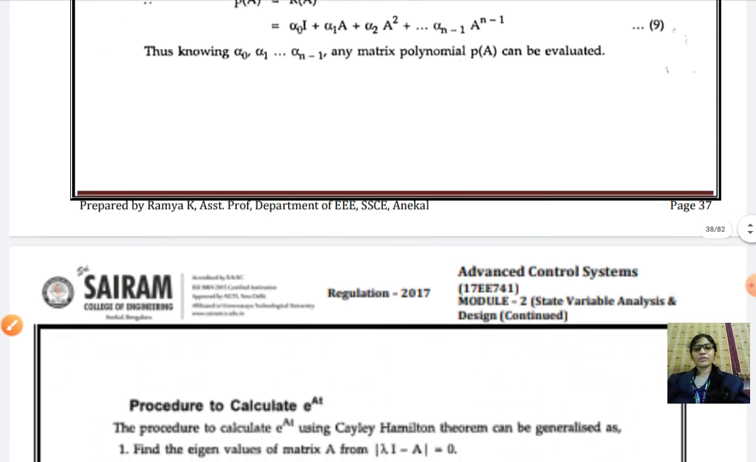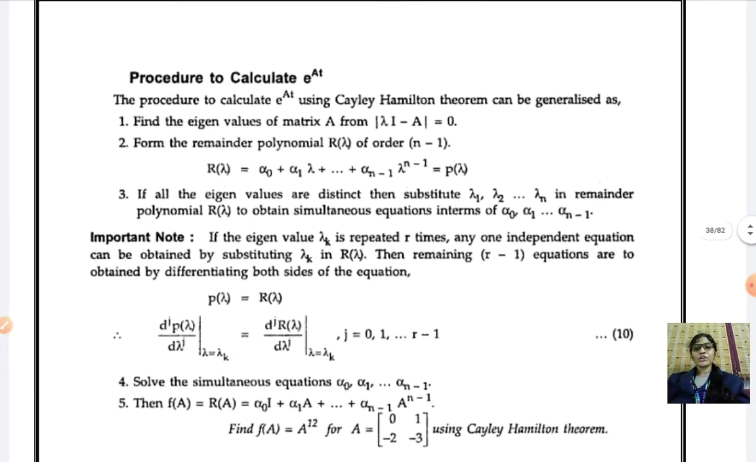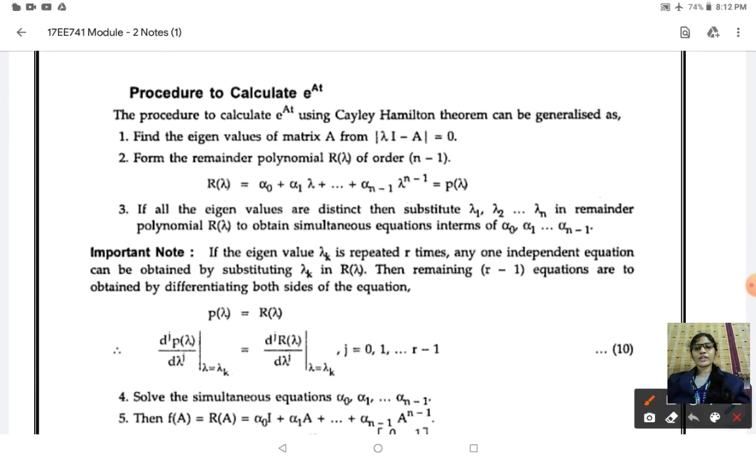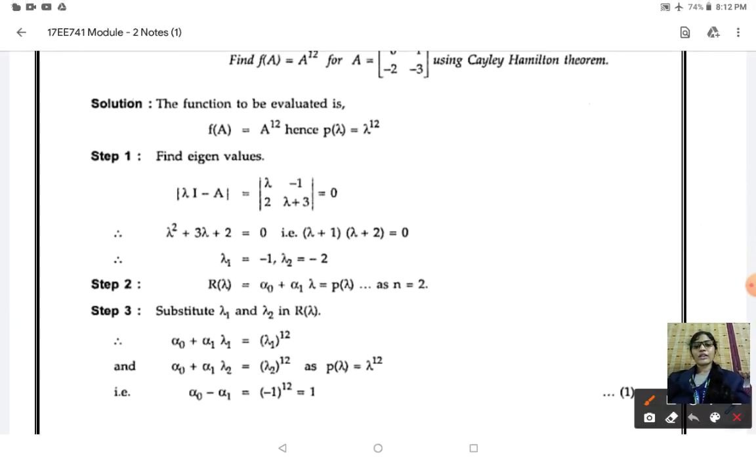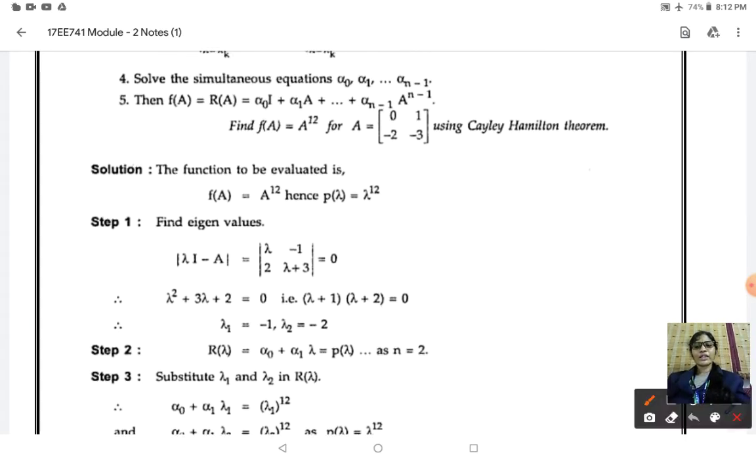First we will solve the problem so that you will come to know. The procedure to calculate the eigenvalues is, we need to identify the determinant value of lambda I minus A. Then you have to identify the r of lambda polynomial. For example, I'll show it along with the problem. You can consider this problem: find f of A, where f of A is equal to A to the power of 12.